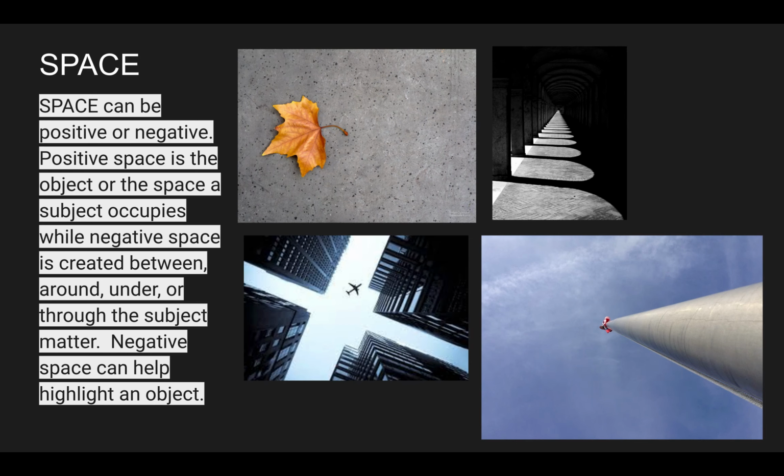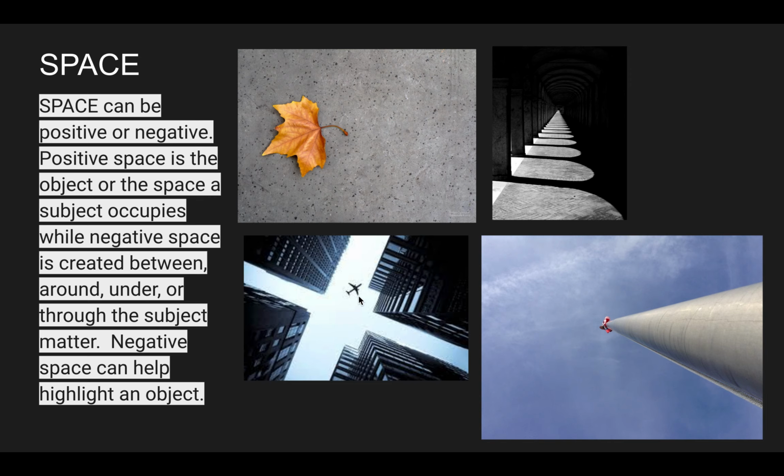Okay, next we're going to talk about space. You've more than likely heard of negative or positive space, and this is a really good example of negative space, where most of the image does not contain a subject. This negative space will evoke a feeling of isolation or loneliness. Space can be positive or negative. Positive space is the object or the space a subject occupies, while the negative space is created between, around, under, or through the subject matter. Negative space can help highlight an object.